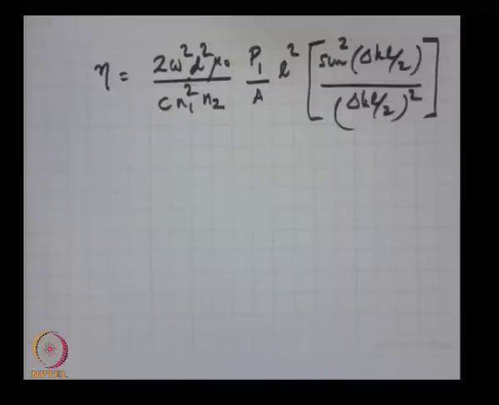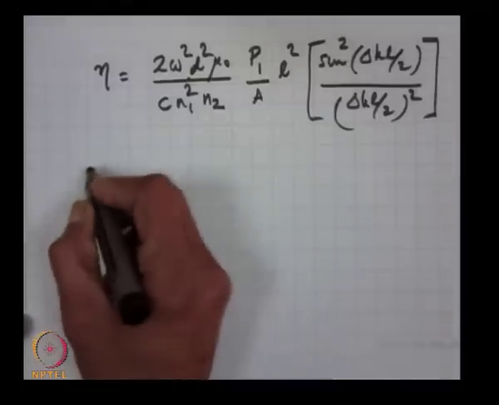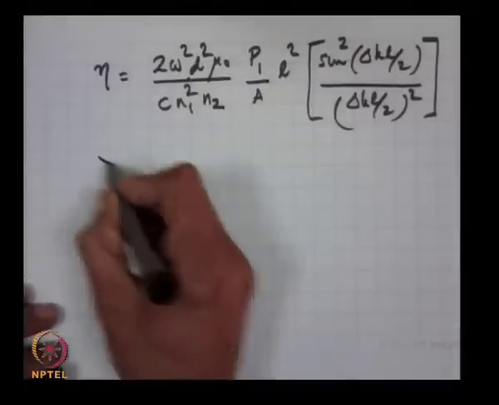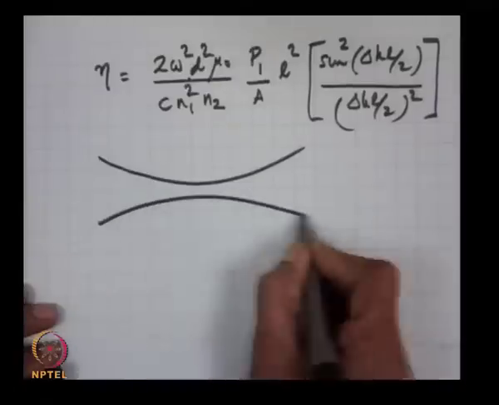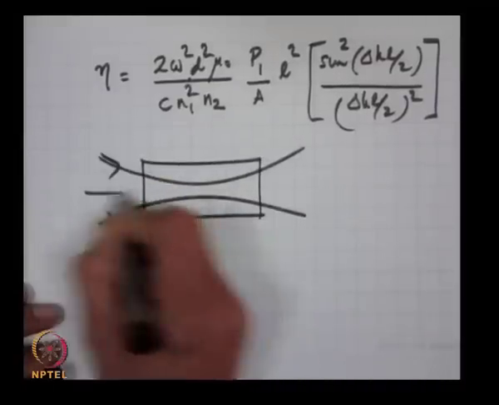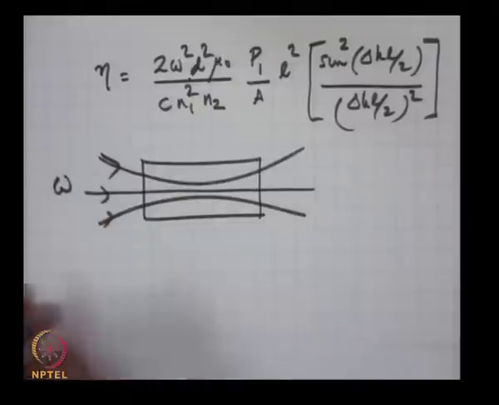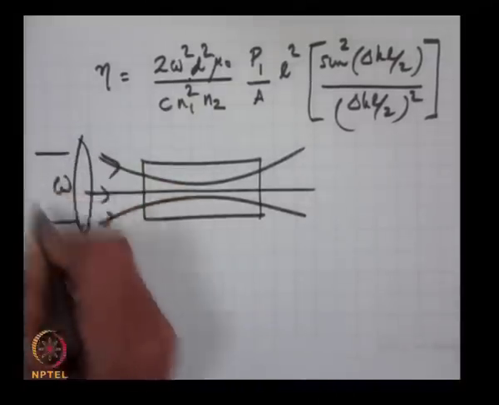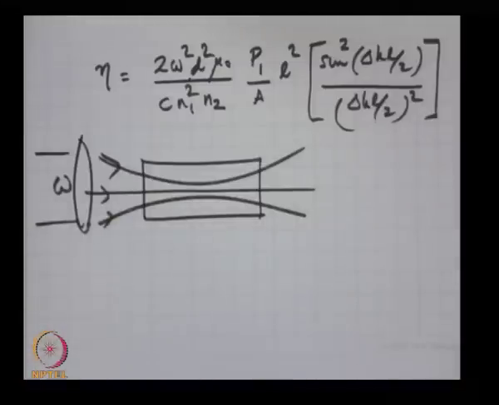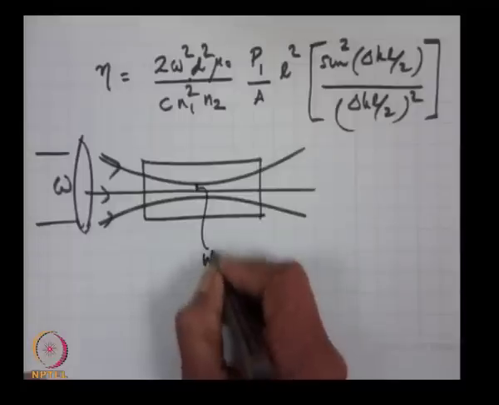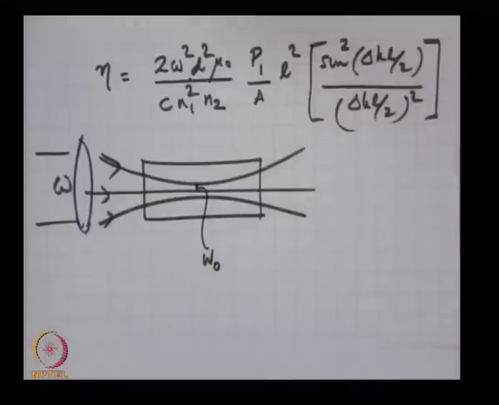What should I do? So for this, let me assume that I have a Gaussian beam. Usually the laser beams have a Gaussian transverse distribution. So I have a Gaussian beam which I try to focus into the crystal. So here's my crystal. The omega beam comes in. There's a lens here which focuses the omega beam into the crystal. So this is the base size of the Gaussian beam, W0.